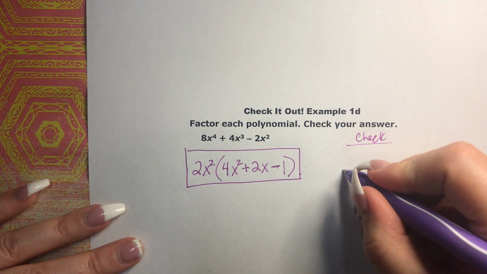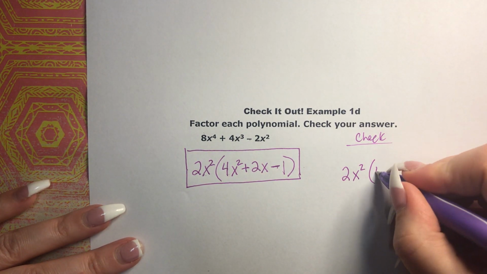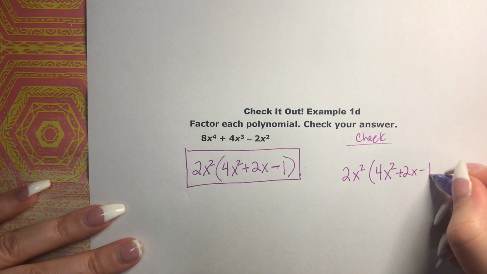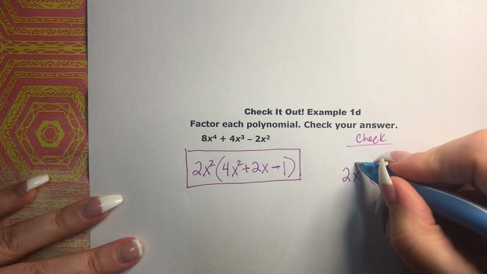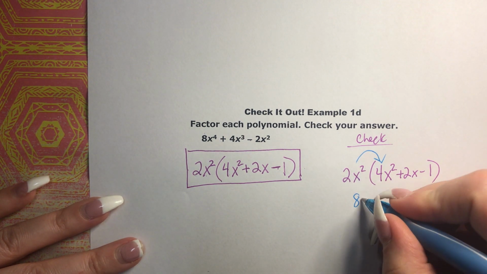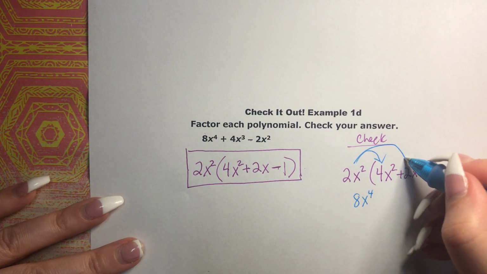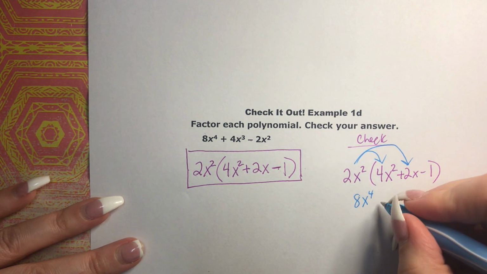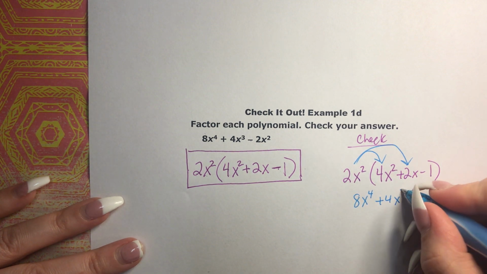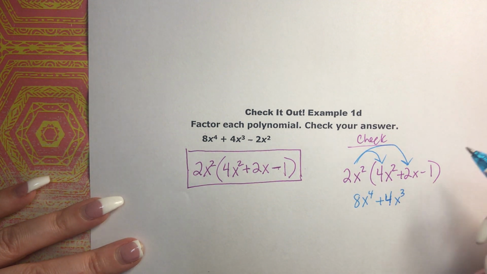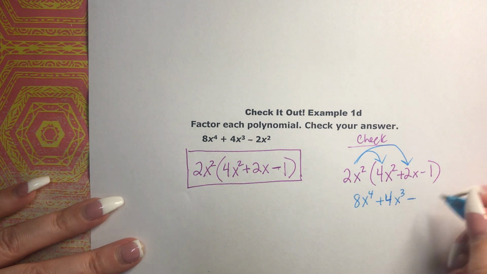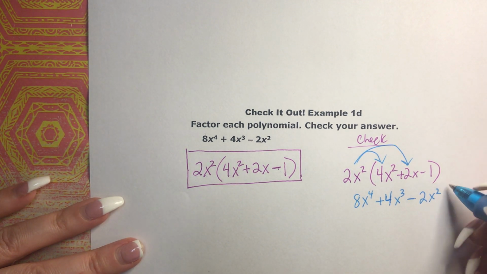So write the word check. 2x squared multiplied by the quantity 4x squared plus 2x minus 1. Then we're going to use that distributive property. 2 times 4 is 8. X squared times x squared is x to the 4th. And then we go here. 2 times 2 is 4. It's a positive 4. X squared times x is x cubed. And then we got a positive times a negative, so it's going to be negative. And then 2x squared times 1 is just 2x squared.